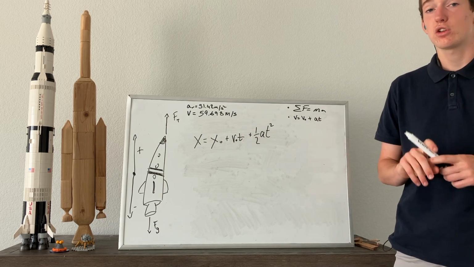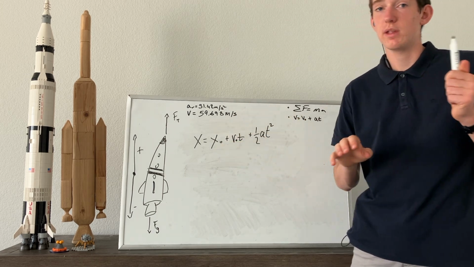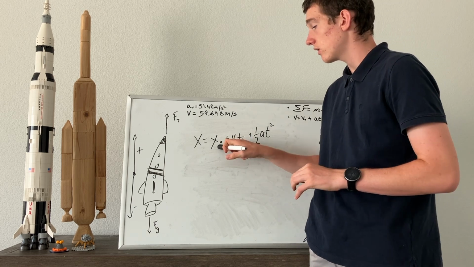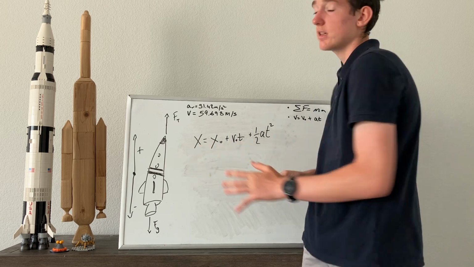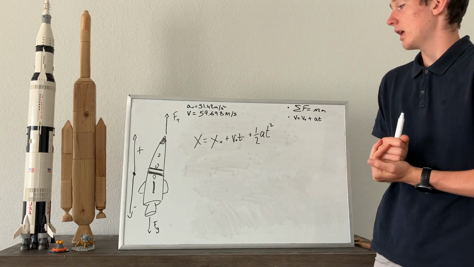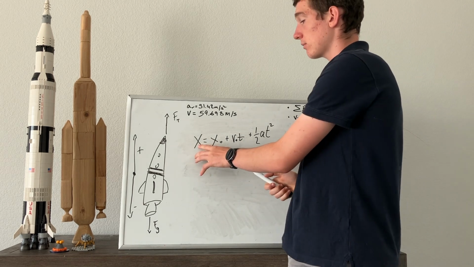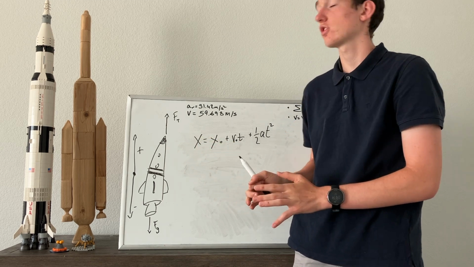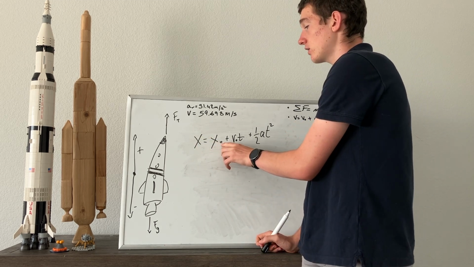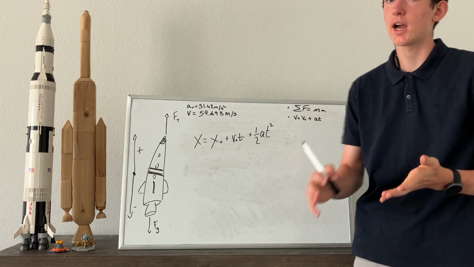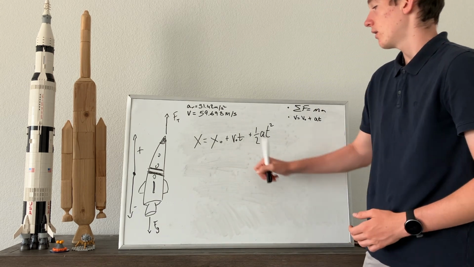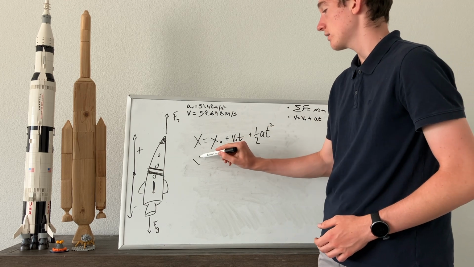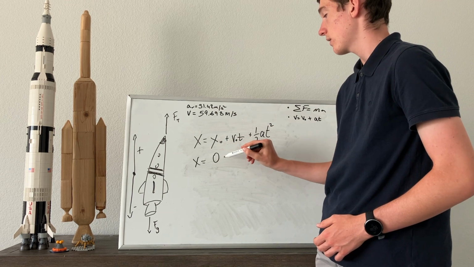So the good thing here is a lot of these things are going to be 0 because of our rocket. I should actually explain the letters first. So x is the height of the rocket. In this case, like I said before, we're finding the height of the rocket when the engine turns off. X naught, like v naught, is the beginning height. The rocket starts on the ground, so we're going to call that height 0. So x naught is equal to 0.